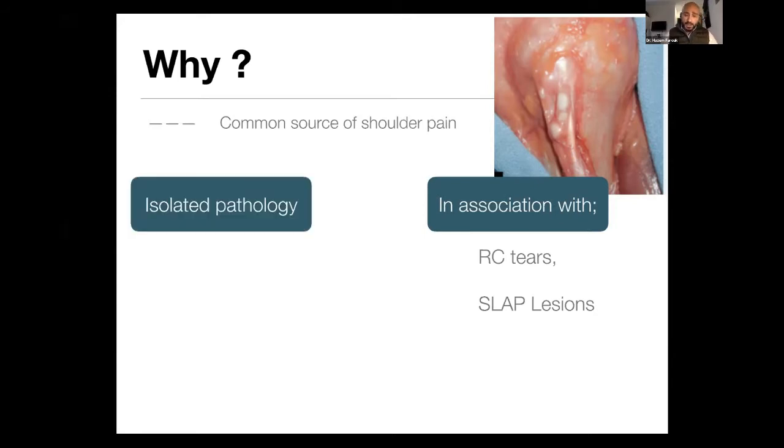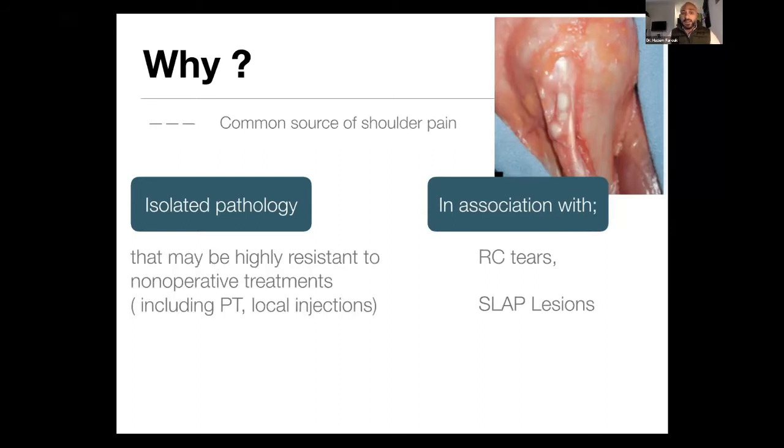But as well, it occurs as an isolated pathology, and this might be commonly missed, and it might be highly resistant to non-operative treatment, either physiotherapy or local injections. So I believe that it plays a very important role in the pathogenesis of pain in the shoulder, and I think that it should be addressed. Otherwise, it would cause the patient to suffer from pain for a long time, even if we did manage his rotator cuff problem. If we did not address the pathology of the long head of biceps, he will still suffer.